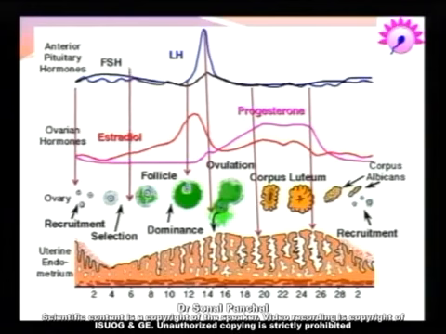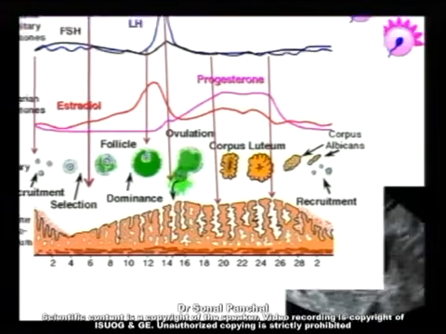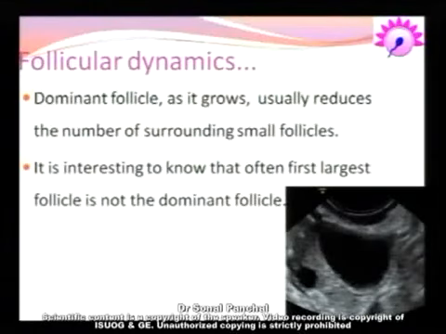Now, coming to the 5th or the 7th day of the cycle, the selection of the dominant follicle has already occurred, and the dominant follicle now starts growing. As it starts growing, it prevents the other follicles surrounding it from developing. That means it pushes everybody outside. Come on, I am the boss and I'm going to grow. You move outside. And it is interesting to know that it's not often the first, largest follicle that you see that may be the dominant follicle.